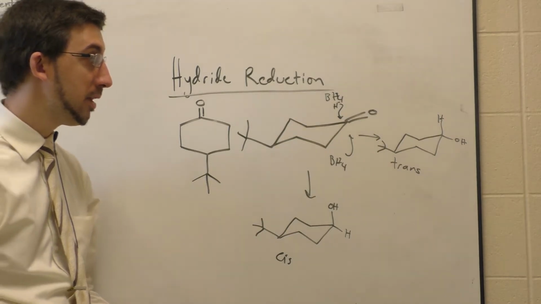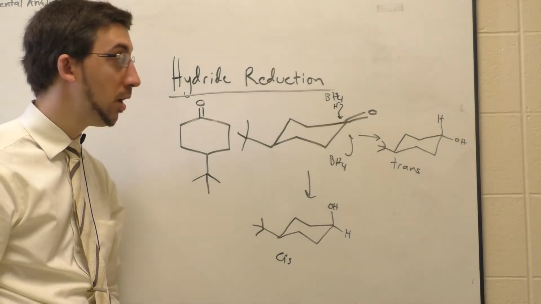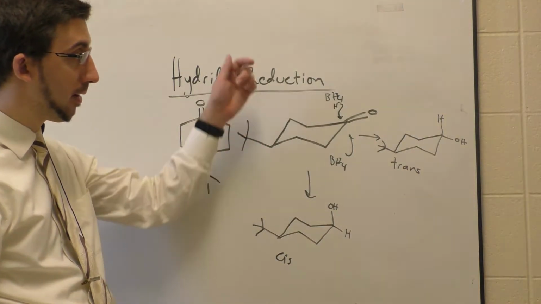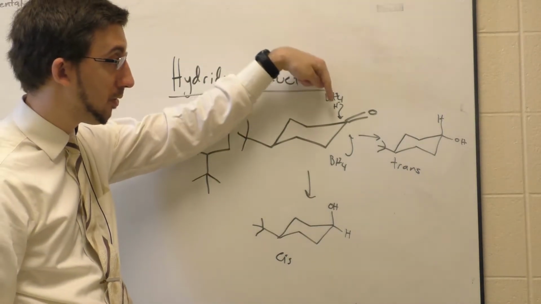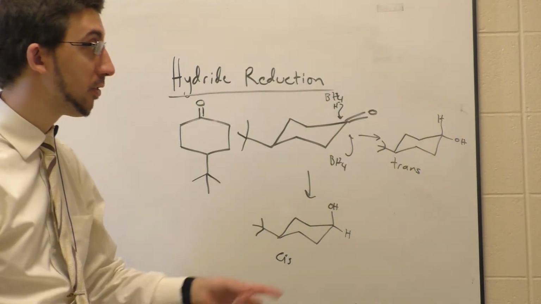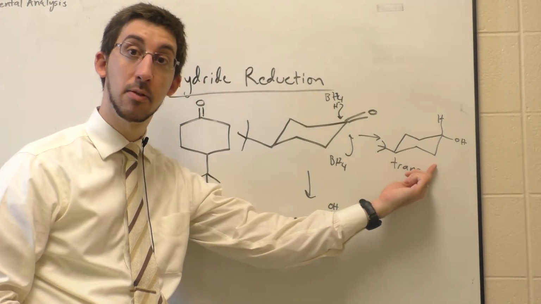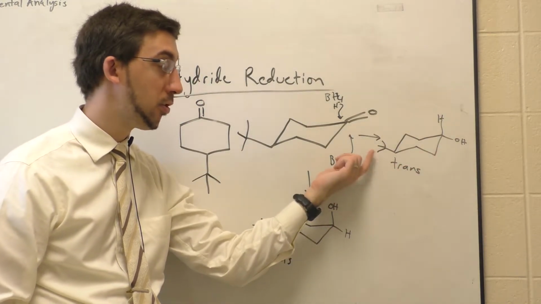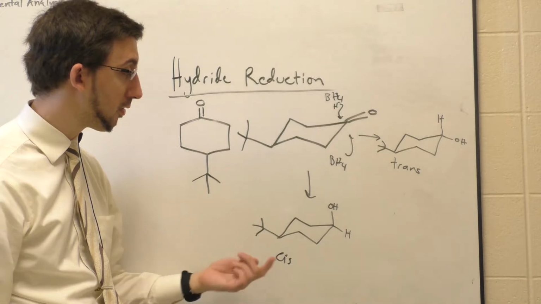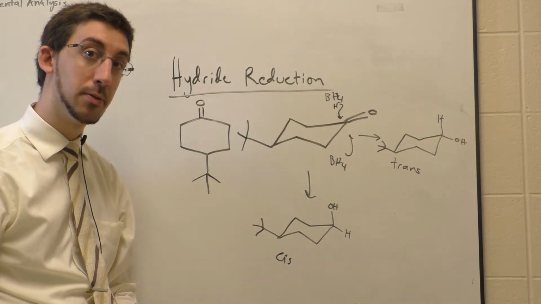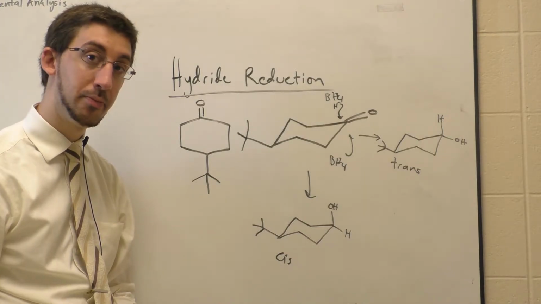And I should be able to see now a preference for one form of addition over the other. Certainly adding the hydride from the axial position, we would think that might be favored because the trans product is definitely more stable. I'll put the OH in the equatorial position and the tert-butyl group is in the equatorial position, versus the cis where the OH group is in the axial position. We would really prefer that to be in the equatorial position.